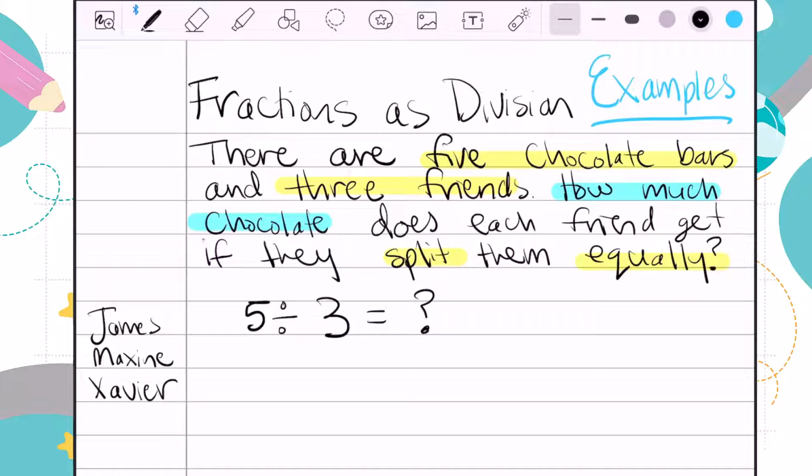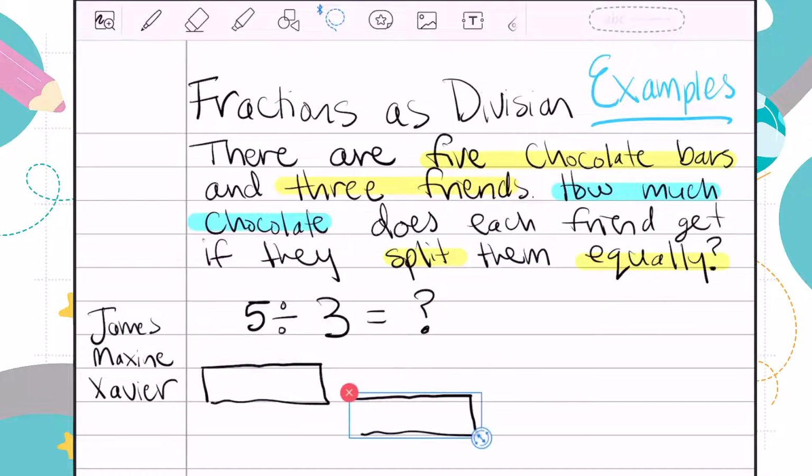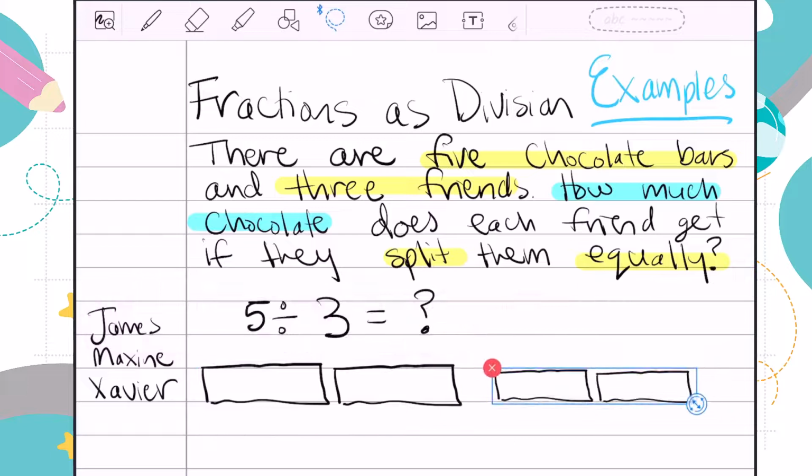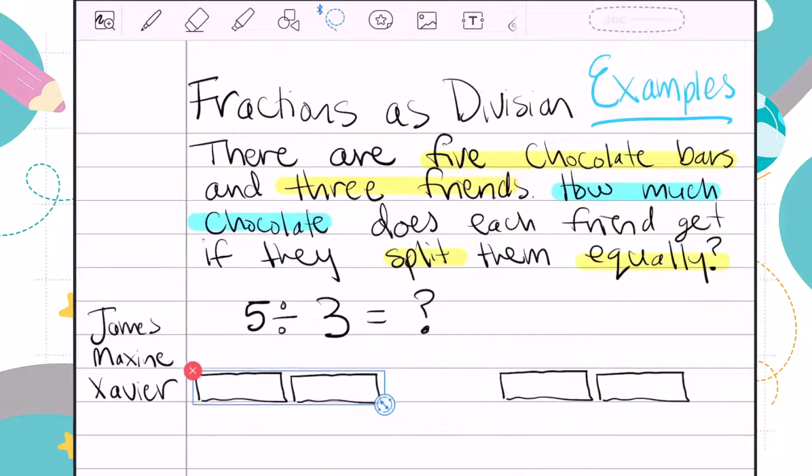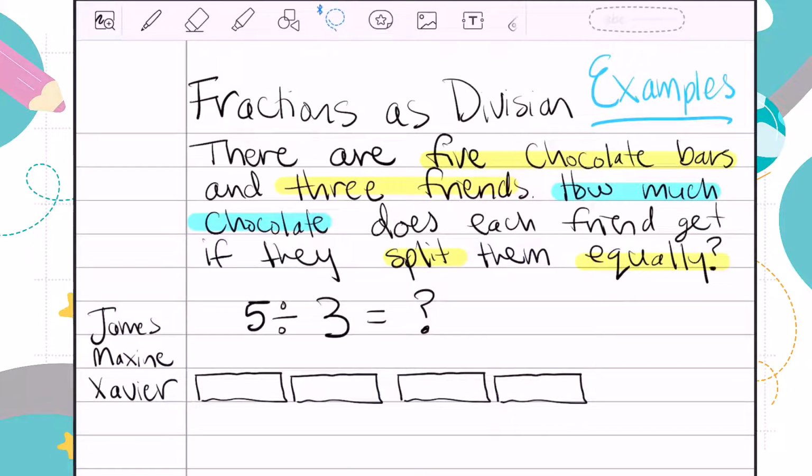So here goes. I'm going to use a rectangle, and I'm going to speed through this really quickly because I copied and pasted. And then I realized that they wouldn't fit in my line across, and I had to shrink them down. Hopefully you're a little bit better at spacing than I am. So I've got 5 chocolate bars.